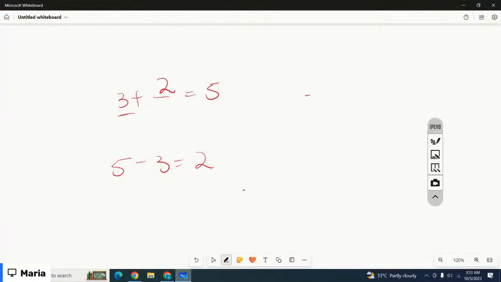Let's do another example. 7 plus the missing number equals 11. So which number is missing? The easy way is to start with 7 and count until 11, right? 7, 8, 9, 10, 11. That means it must be 4. 7 plus 4 equals 11. That is an easier way. If you do not remember the addition fact, then you can go for counting.